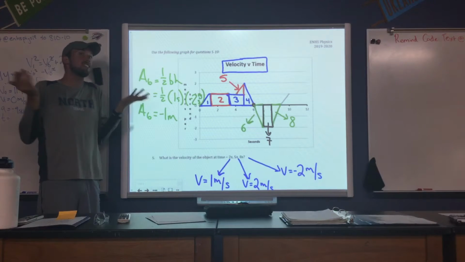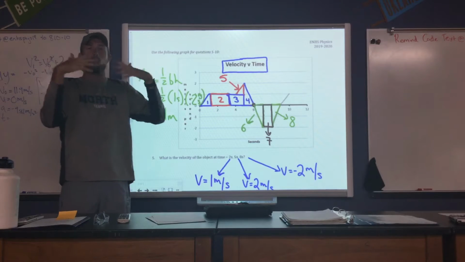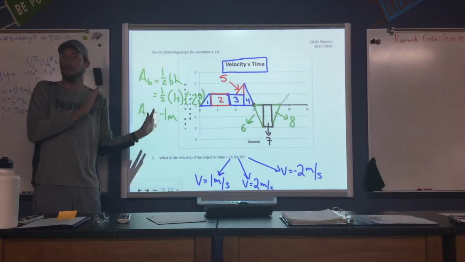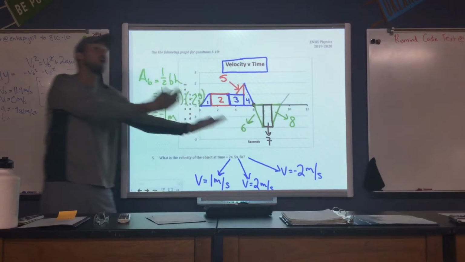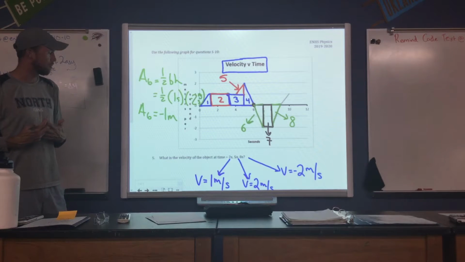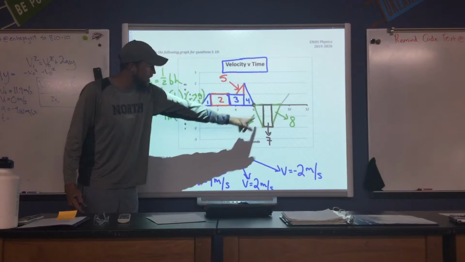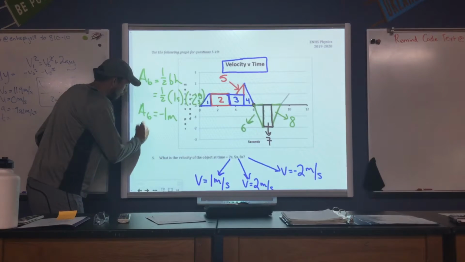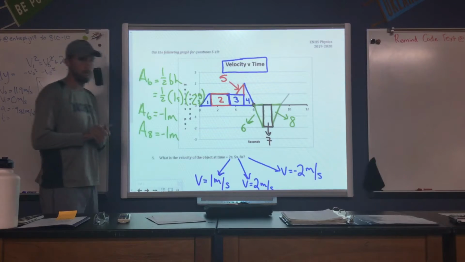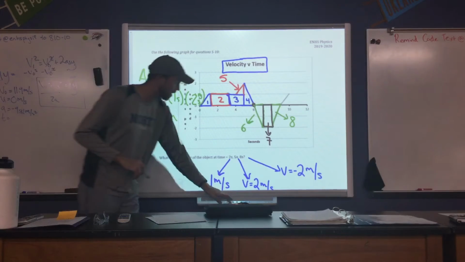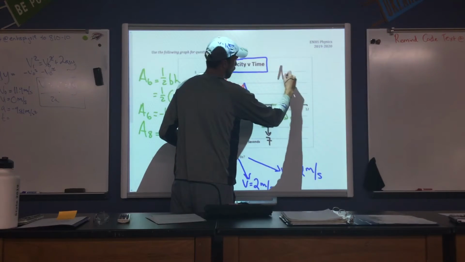But remember, this isn't the area of an actual physical triangle. This is just a shape we're making on our graph. So the fact that our area is negative just means our object is moving in the negative direction. So we're going to assume area 6 and area 8 are both the same area, -1 meter. Now area 7, our rectangle, we'll solve over here.